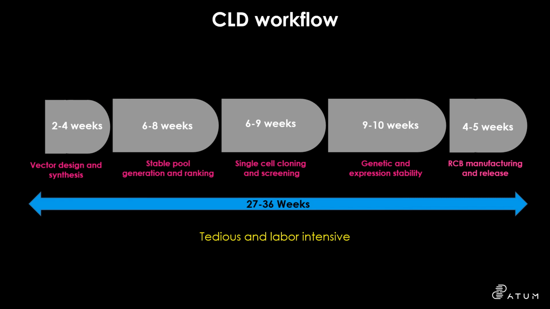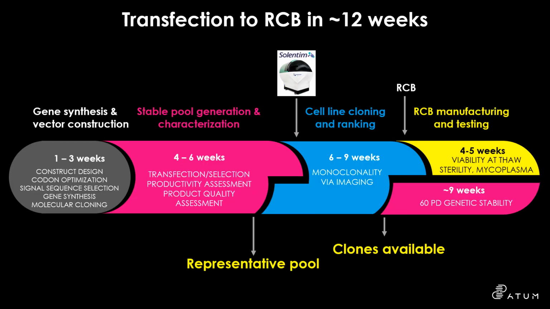So in summary, we've taken this long and tedious process and we've significantly shortened it and made it more robust. The current process gives us approximately 10 to 12 weeks from transfection to the cell bank. In 3 to 5 weeks, we see representative pools being generated with clones available approximately 2 months later. And as you can see, genetic stability studies overlap with our final clone ranking efforts.